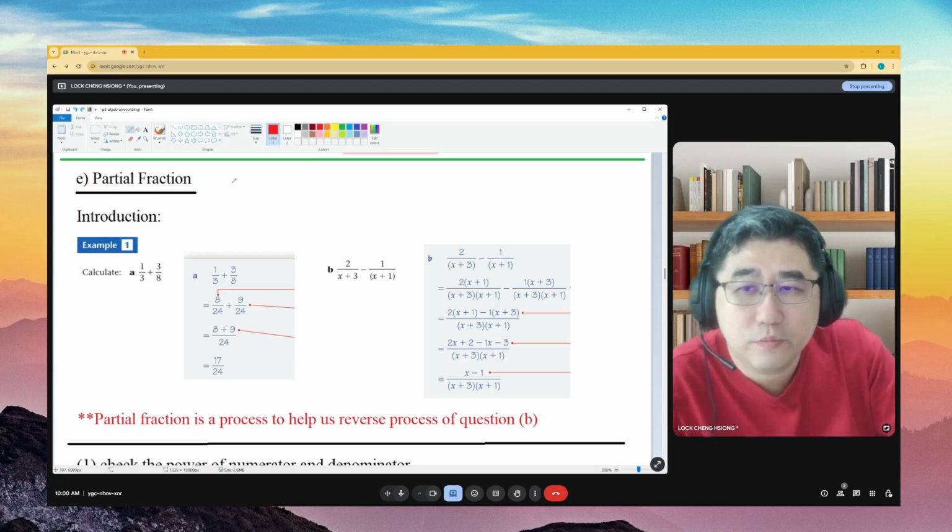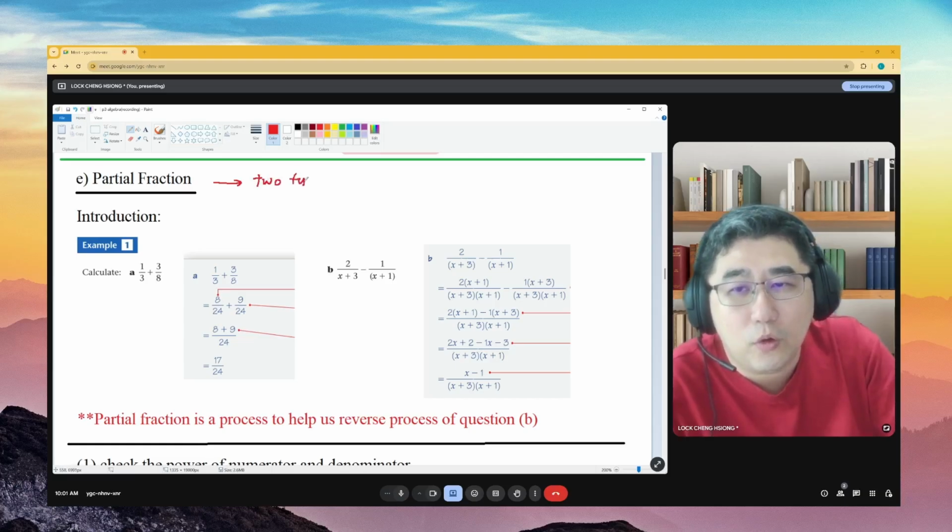For this partial fraction part, we actually have two types: given clue, and without clue.